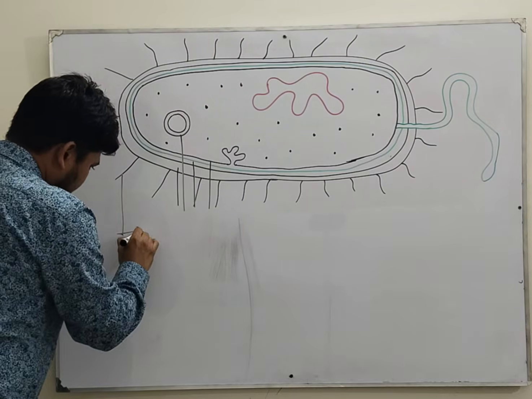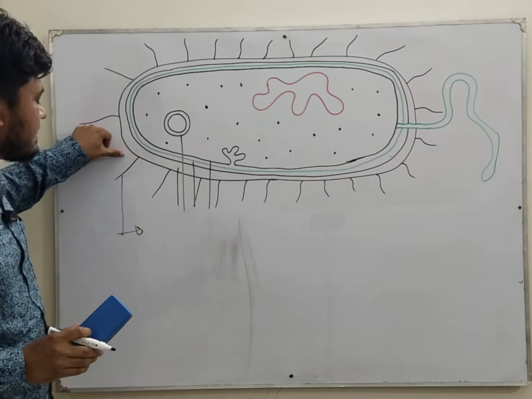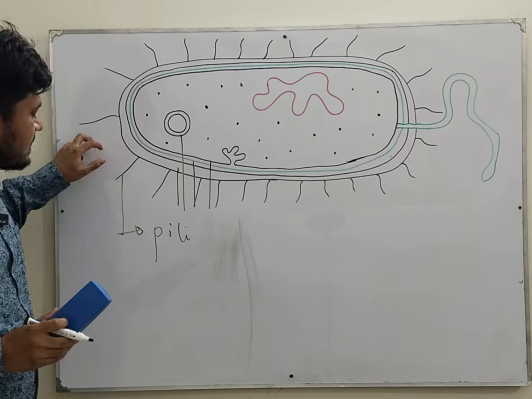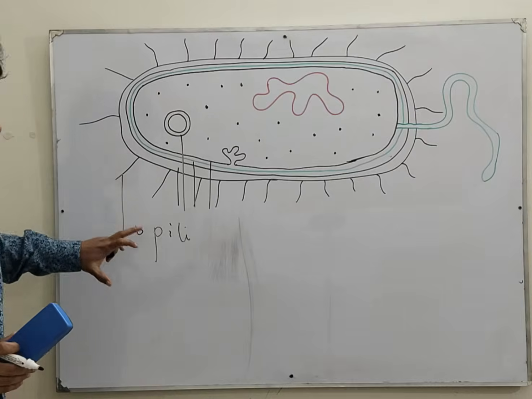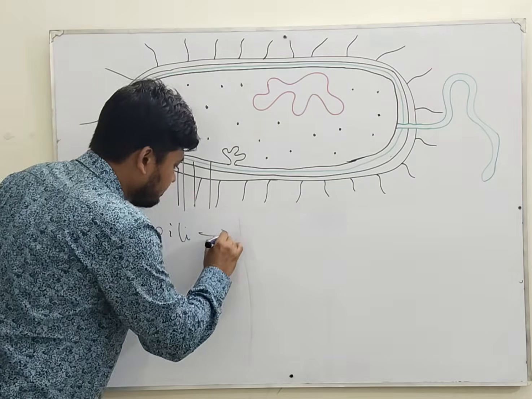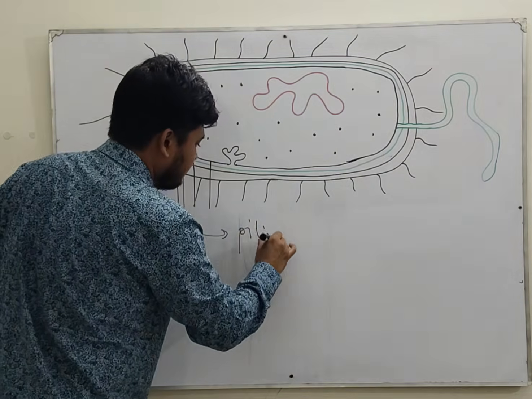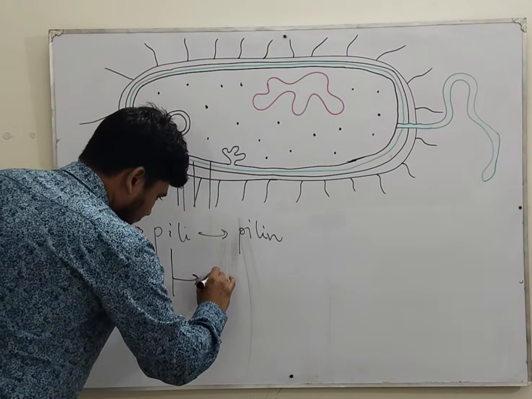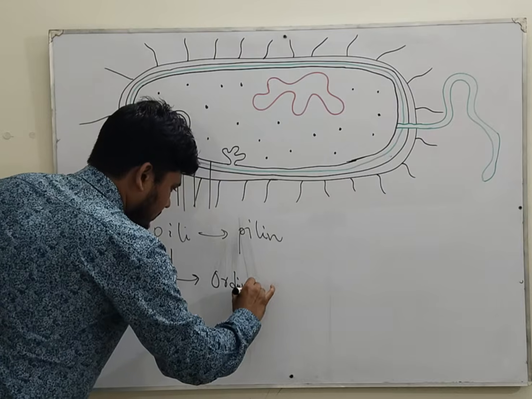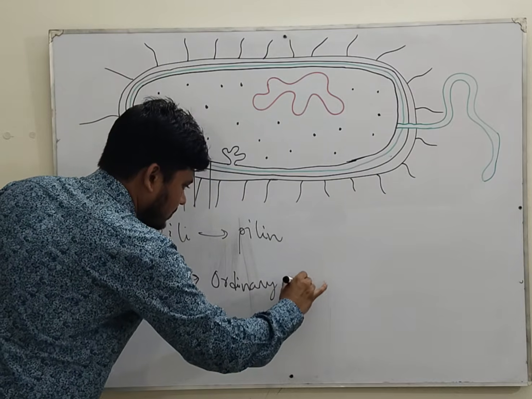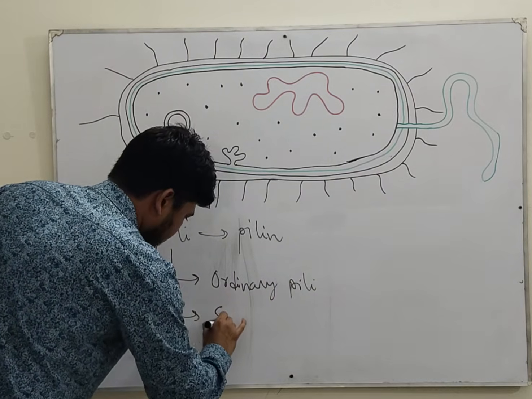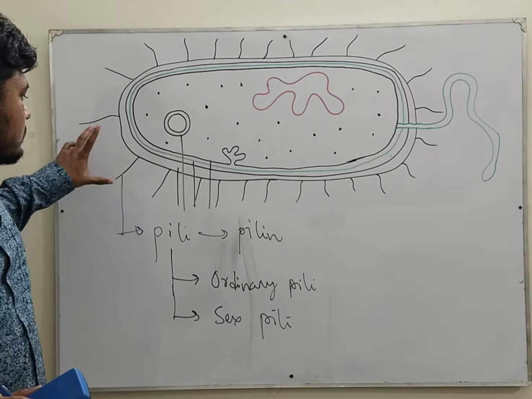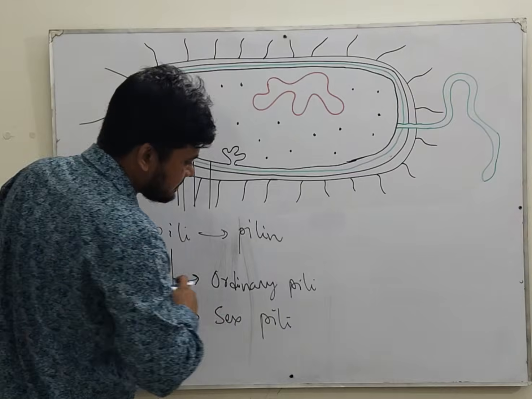The hair-like projection that arises from the cell surface is called pili. It is composed of pilin protein. Pili is of two types, ordinary pili and sex pili.